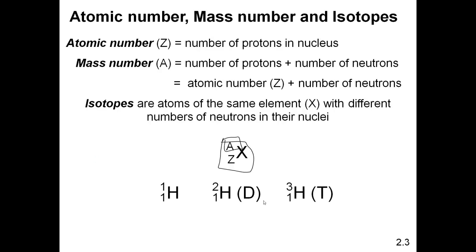Here are the 3 isotopes of hydrogen. We have hydrogen with 0 neutrons, hydrogen with 1 neutron, and hydrogen with 2 neutrons. These are hydrogen, deuterium, and tritium. Again, we'll talk about this more when we talk about nuclear chemistry. Uranium has 2 isotopes: uranium-235, named for its mass number of 235, and uranium-238.